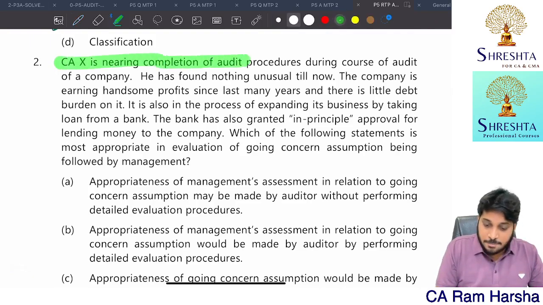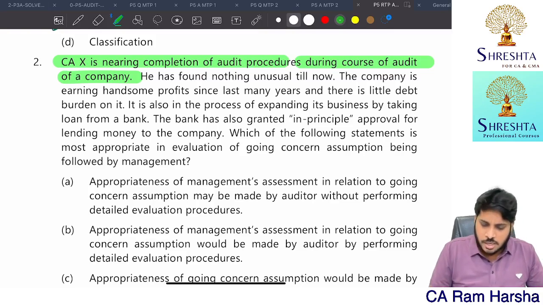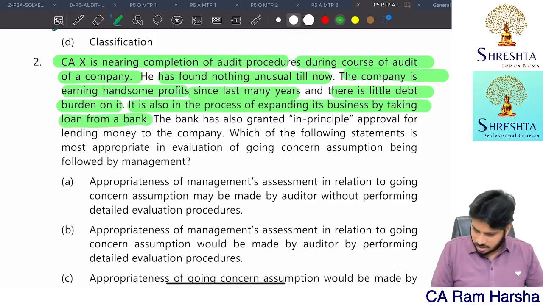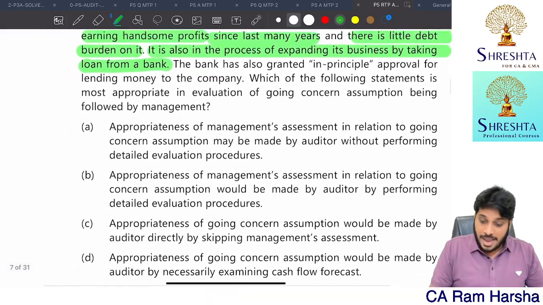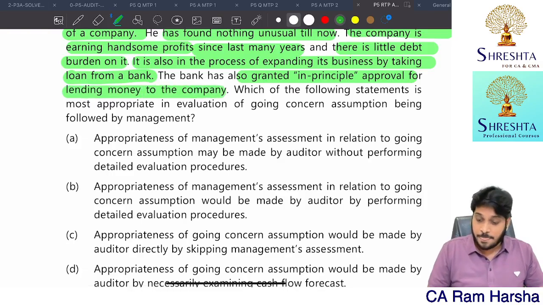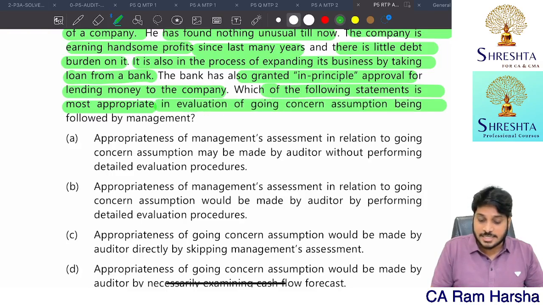CA X is nearing completion of audit procedure during the course of audit of a company. He has found nothing unusual till now. The company is earning handsome profits since many years and there is a little debt burden on it. It is also in the process of expanding its business by taking a loan from a bank. The bank has also granted in principle approval for lending the money to the company. Which of the following statements is most appropriate in evaluation of going concern assumption being followed?